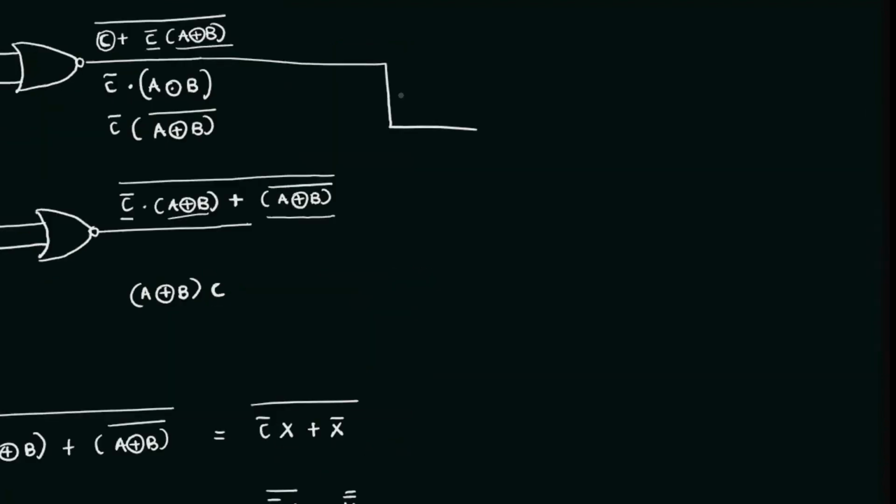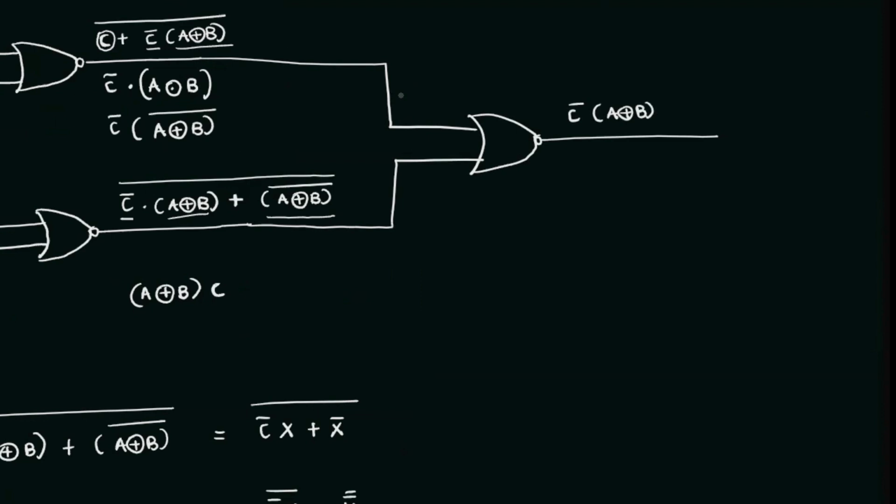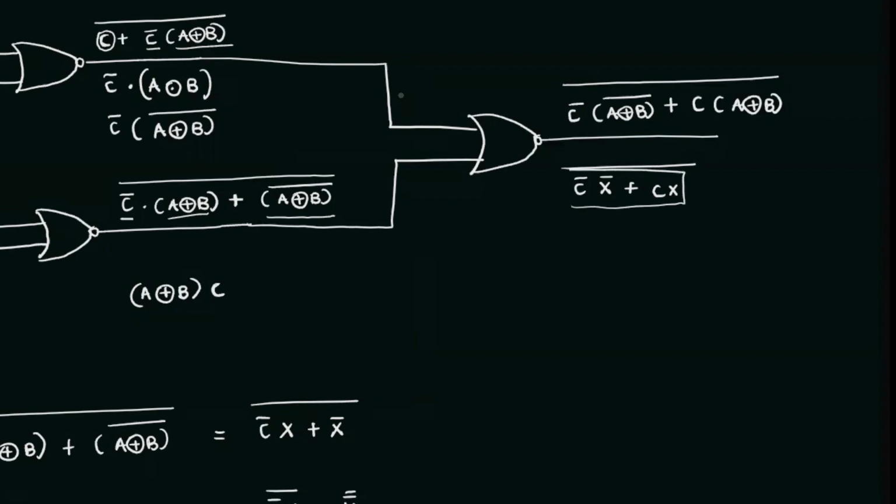Now we are going to send these two through another NOR gate. Finally, we have the eighth NOR gate, which will result in C bar A XNOR B plus C A XOR B whole thing bar. If you consider A XOR B as X, this looks like C bar X bar plus CX whole thing bar. This is actually an XNOR gate. So it will be C XOR X whole thing bar.